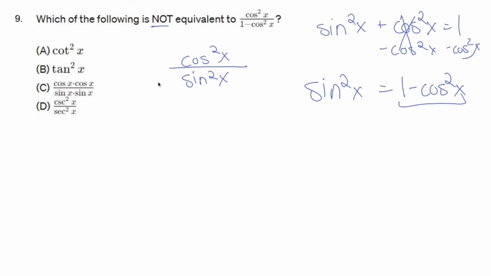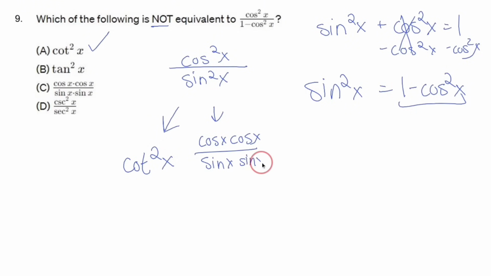Okay. So any of these match? No. Oh, but you know what? Cos x over sine x is cotangent. So cos squared x over sine squared x is cotangent squared x. So you are true. So I like you. I'm going to keep you. Cos squared x is the same as cos x times cos x, and sine squared x is the same as sine x times sine x. So you are a true statement.